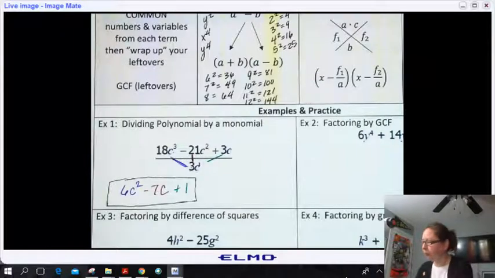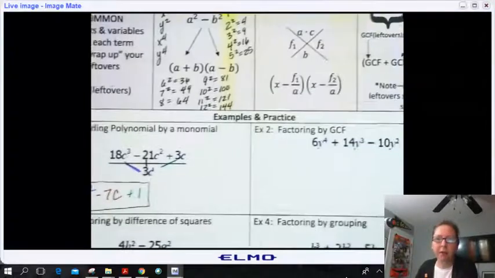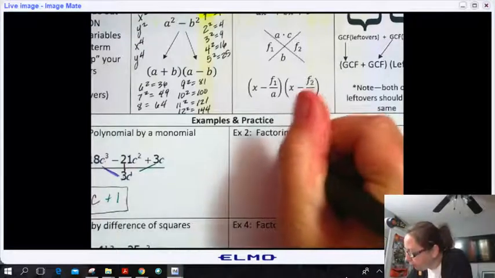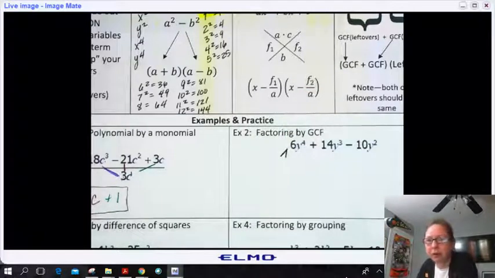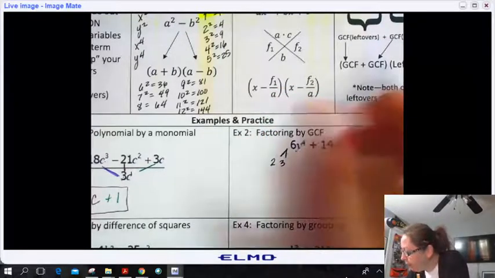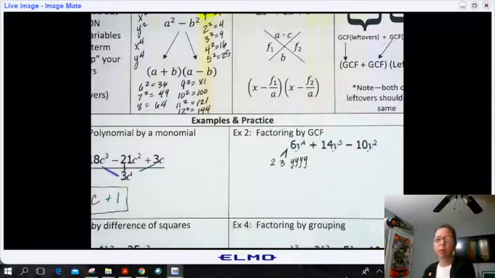Alrighty, let's look at example 2 and go ahead and factor this by greatest common factor. If you had me for Math 1, I showed you that I always break this down. But if you did not have me for Math 1, I'm still going to go ahead and show it that way anyhow. So let's factor the number 6. It can be 2 times 3. And I'm also going to break down this y. There's 4 of them, 4 y's.